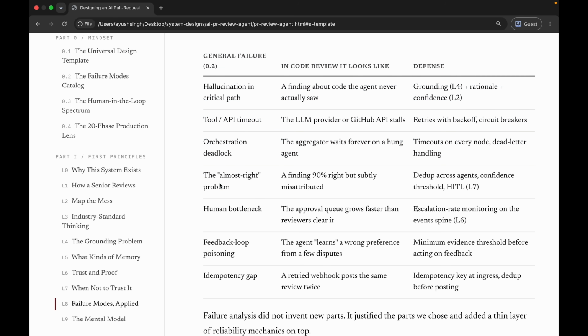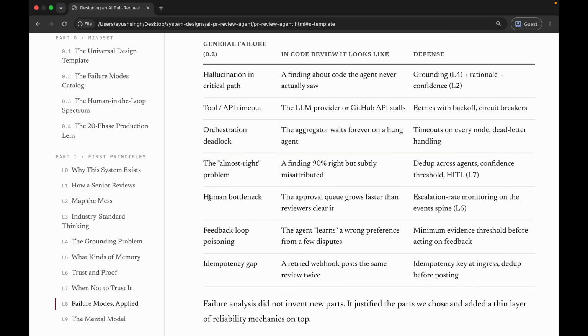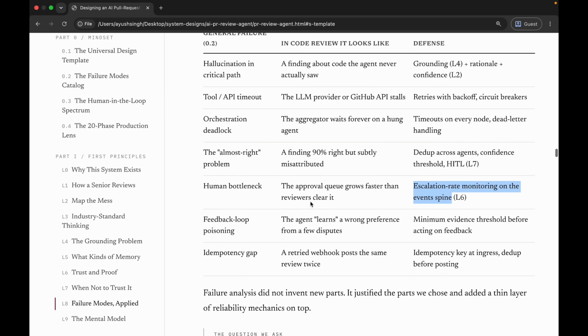The almost right problem, which means the finding is 90% right but subtly misattributed. So we'll be having, again, confidence threshold, HITL right here as a defense. Human bottleneck. The approval queue grows faster than the reviews clear it, which means we should have the escalation rate monitoring on the event spine. If there is too much escalation, which means that my agent needs to increase its intelligence. So we'll be having that monitoring so that my escalation is not too much. And we should also do the capacity planning.